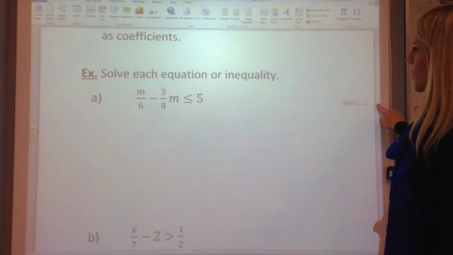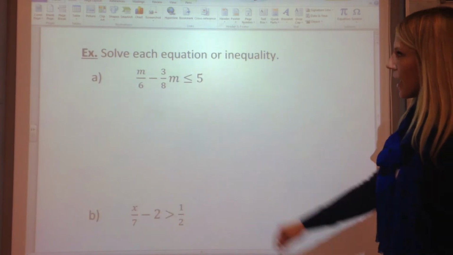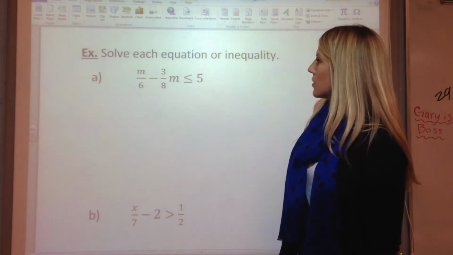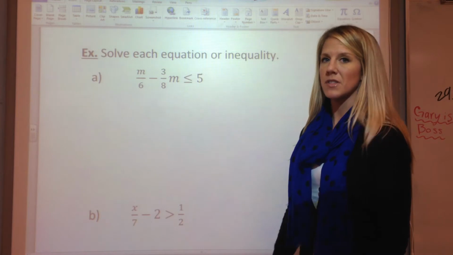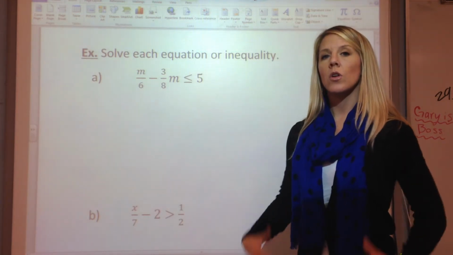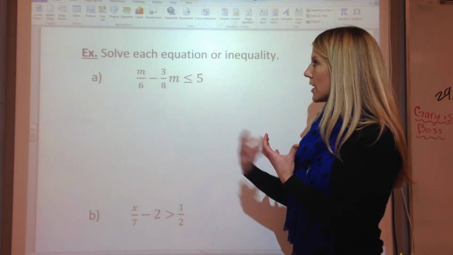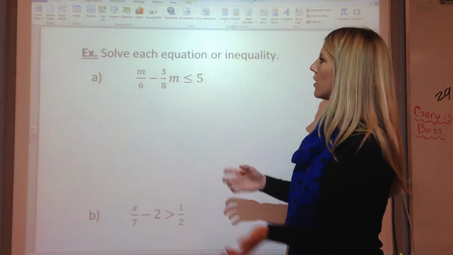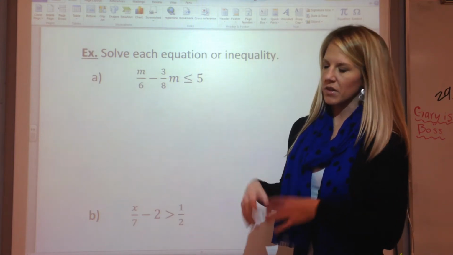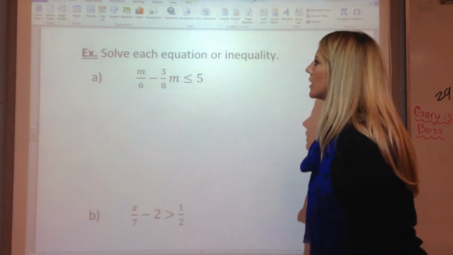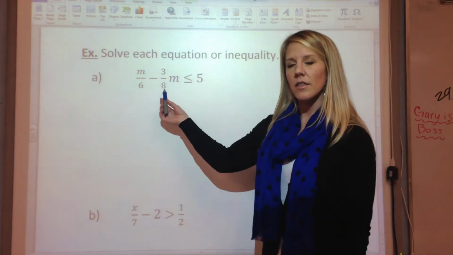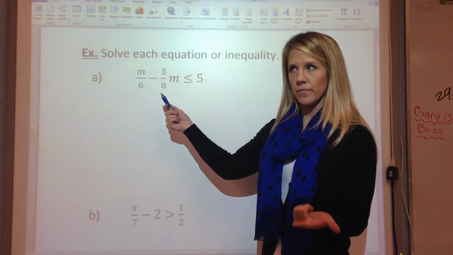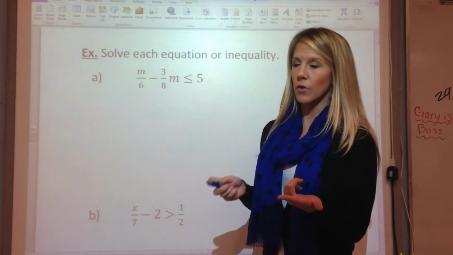Okay, so to start off with, we have m over 6 minus 3 over 8 m is less than or equal to 5. So m/6 minus 3/8 m is less than or equal to 5. So we have fractions. Well, yes, we have like terms, so we could simplify, but let's first try to get rid of those fractions so we don't have to worry about trying to get a common denominator and then grouping everything together. So what we want to do is think of, because 6 and 8 are both my denominators, what's the first number that both 6 and 8 go into? Well, that is going to be 24.